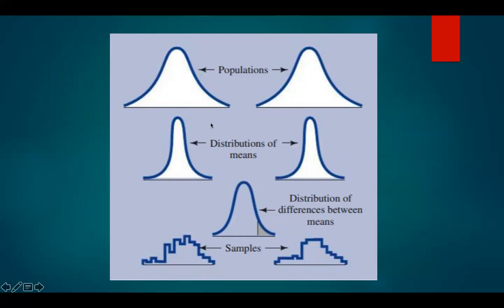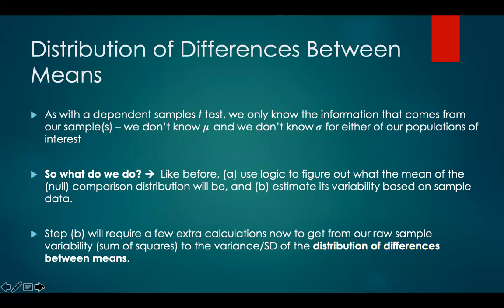So we have our two populations. We have our distribution of means, and then we have our distribution of differences between these two means. And we do this over and over again.